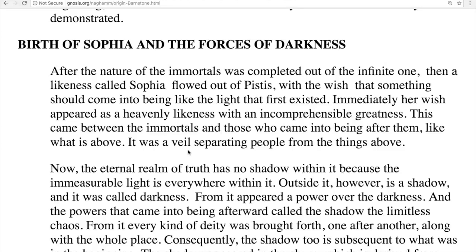It also then sets forth that understanding of Sophia to live life through wisdom and faith. When we are able to tap into that hope within, it becomes substantial, and we begin to see that life is worth living, and we see a glimmer of something to be sought after. So this is why the wish that she set forth became immediately, and it was a heavenly likeness with an incomprehensible greatness. This Sophia is within you, just as the Christ is within you.